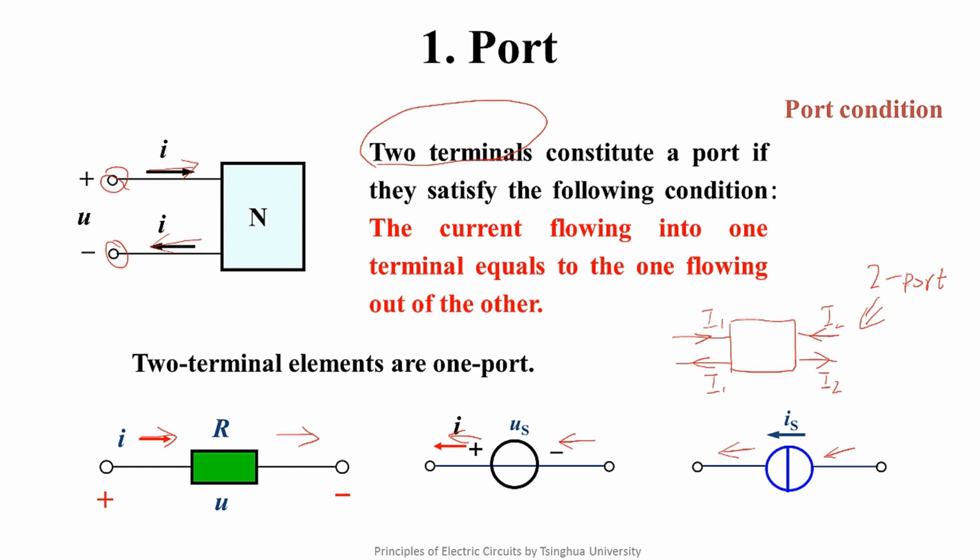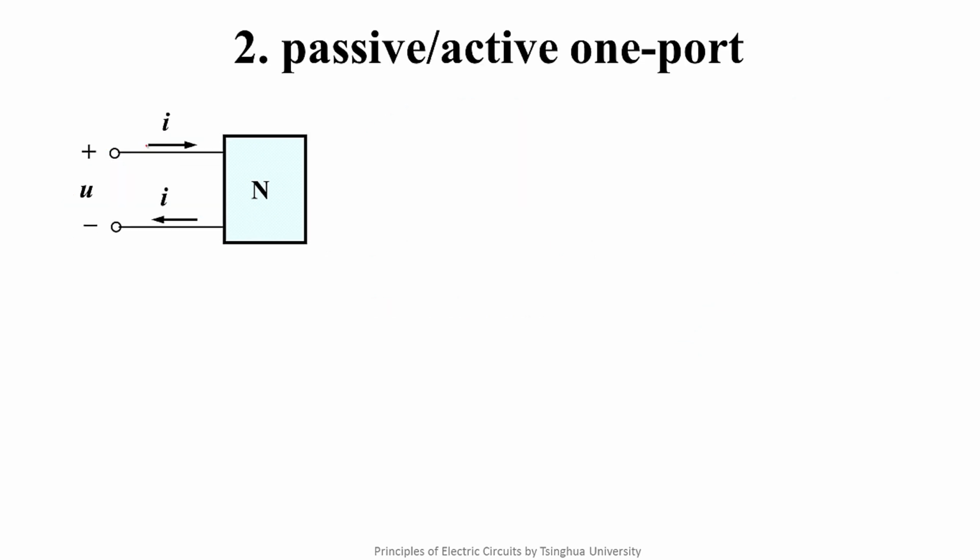The purpose of talking about the port is to help you understand the abstract concept. That is to say, in the network, it is not only a resistor, a voltage source, or a current source. It may be a very complex network composed of a number of voltage sources, current sources, and resistors. Generally, we only care about the relationship between the voltage and the current of their ports. Then let's discuss the relationship between the voltage and the current of one port for defining passive network and active network, or passive and active port.